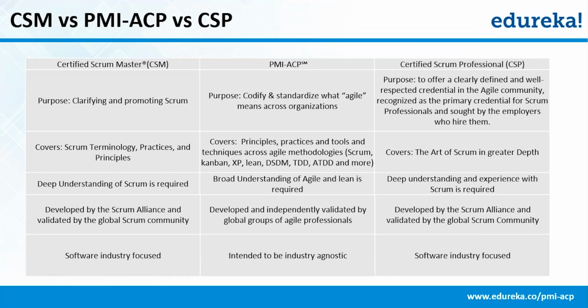And CSM and CSP are more or less the same in this respect. They give you a pretty deep understanding of Scrum. The CSM was developed by the Scrum Alliance, which, as I told you, was founded by people who started the Agile movement, and both the CSM and the CSP are streamlined by Scrum Alliance. But the ACP is driven by the PMI Institute. And the best part of PMI-ACP is that it is industry agnostic. So it's not necessary that you apply only for software. You can apply for hardware, for manufacturing, anything. Whereas the CSM and the CSP are mainly software driven.